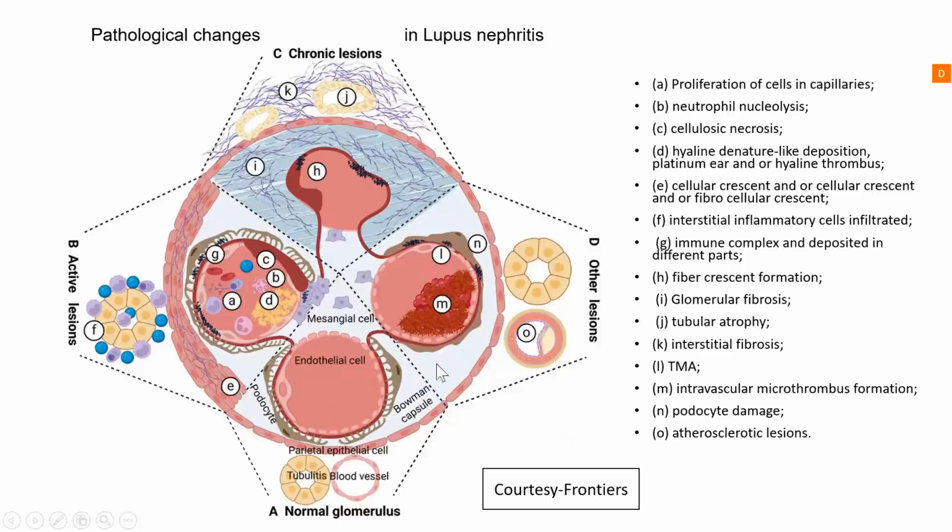This is a very important picture. I find that there is a normal capillary, and then there can be active lesions as is shown over here, and finally it ends up with the chronic lesions with fibrosis. There can also be thrombus formation. And in the other lesions, it very beautifully depicts an atherosclerotic plaque over here.